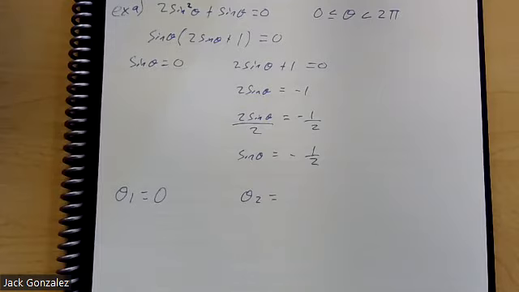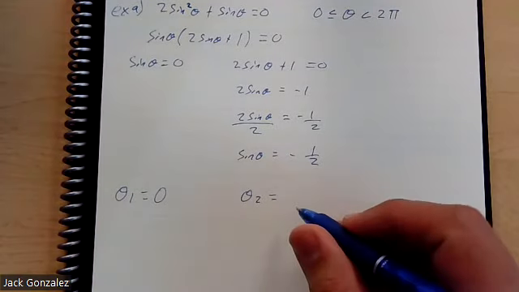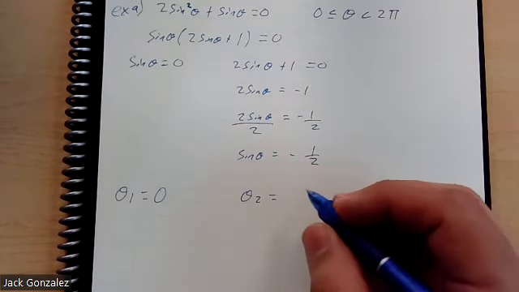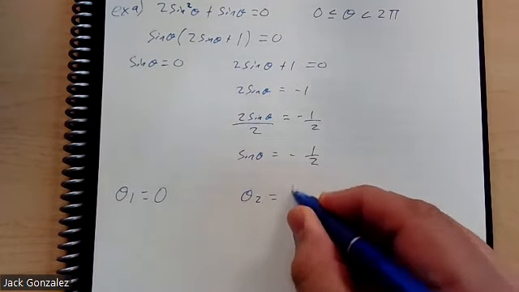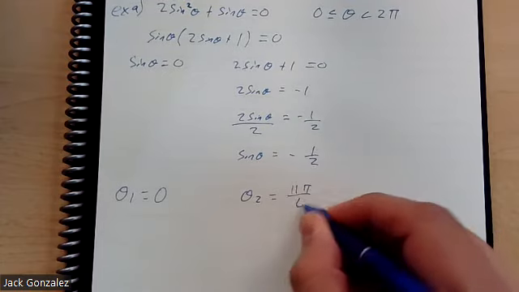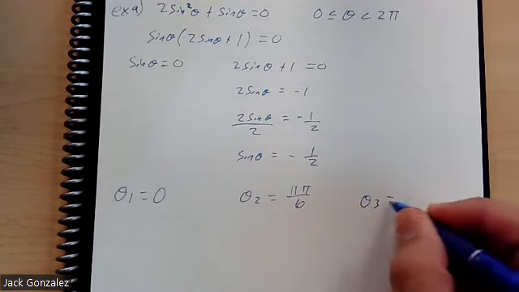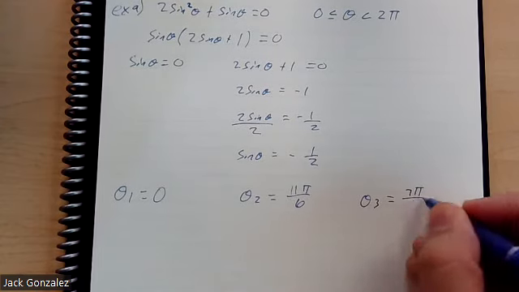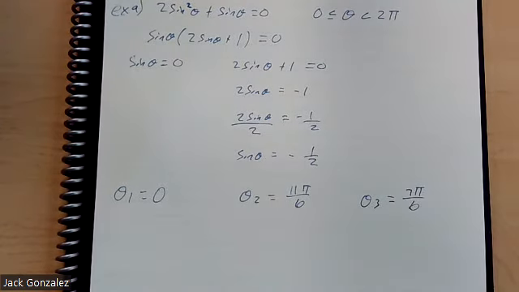All right, so sine is equal to negative half. Where is it? There it is. 11 pi over 6. And 7 pi over 6. That makes sense.